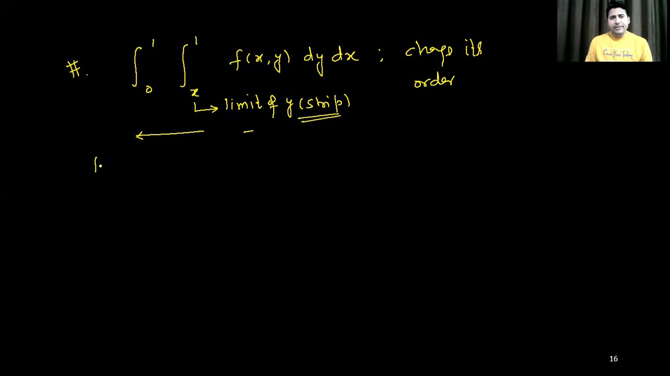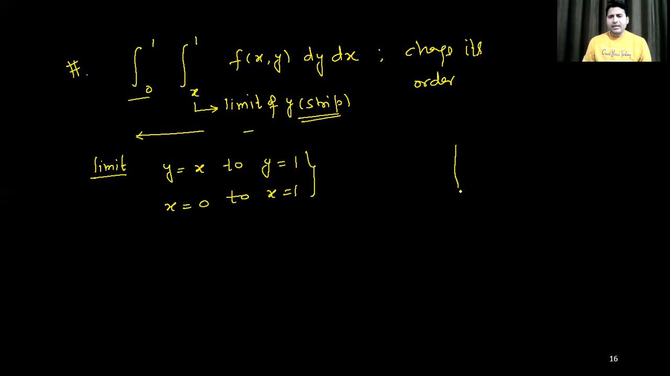What are the given limits over here? We can see the first limit is in terms of x, so it is the limit of y. Y is given as y equal to x to y equal to 1. The second one is for x, so x equal to 0 to x equal to 1. These are the limits of integration given to us. Now we are going to draw the region with the help of the given limits.